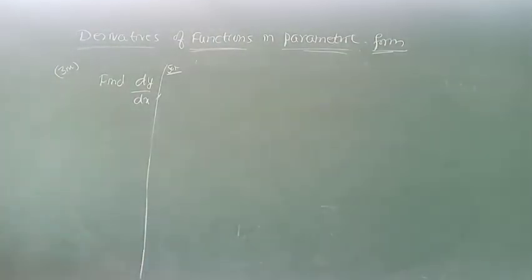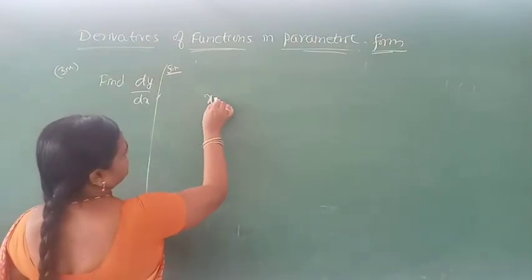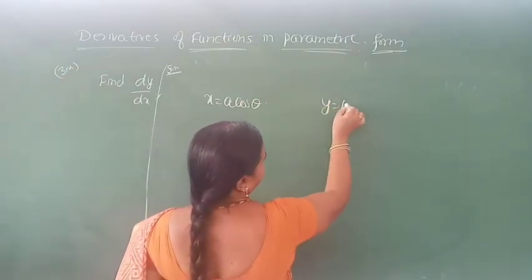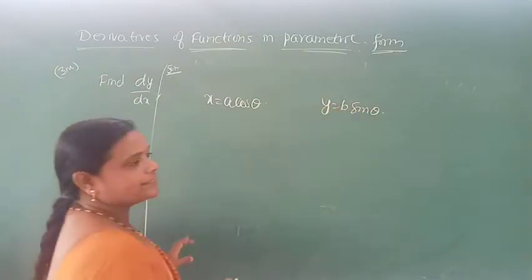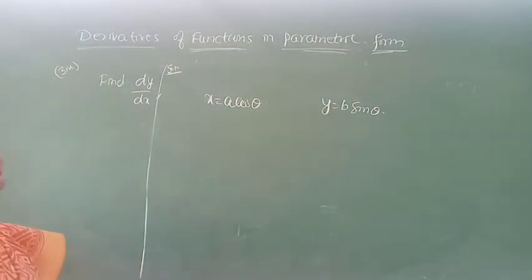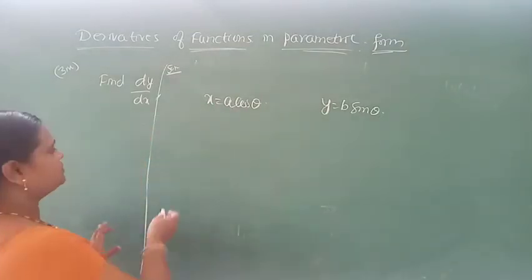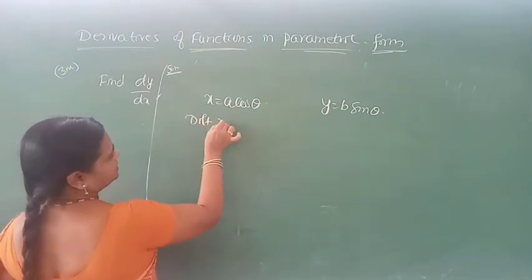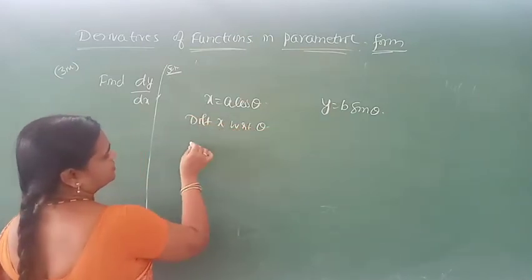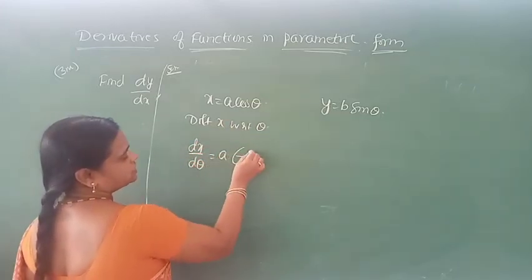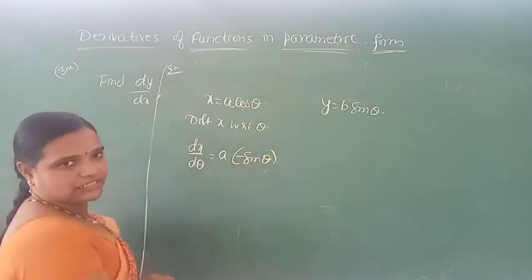The next example is x is a cos theta, y is b sin theta. Okay, now see, x is a function of theta, y is a function of theta. Therefore, do the differentiation. Differentiate x with respect to theta: dx by d theta, a as it is, cos theta differentiation is minus sin theta.